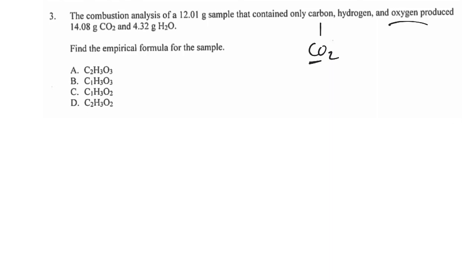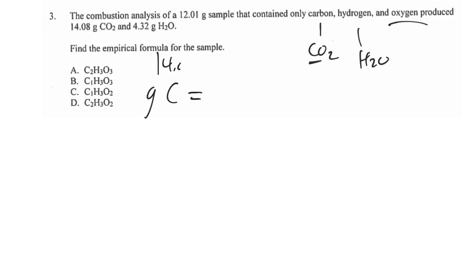Because all that carbon came from our sample to like 100% yield. And the same thing, all the hydrogen in our sample is converted to water. So the 4.32 grams of water contains all the hydrogen from our sample to like perfect 100% yield. So we should be able to figure out how much carbon our sample contains in grams, how much hydrogen it contains in grams. So can I find the grams of carbon in our sample from the CO2 mass? So I'm taking 14.08 grams of CO2.